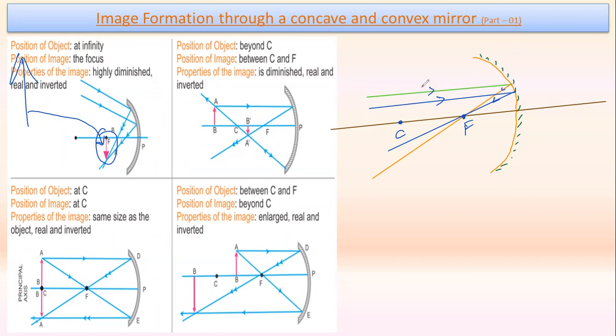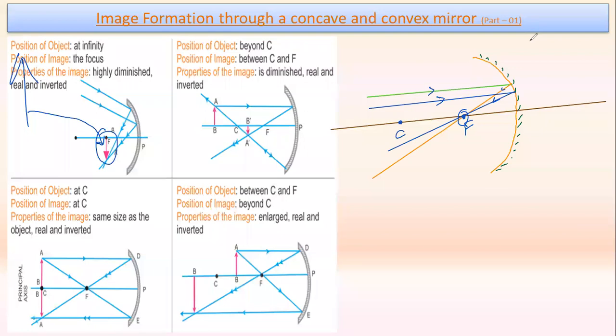So over here when the object is placed in front of a concave mirror at infinity, then the image is going to form at focus, which will be real, inverted and very small in size. It is going to be very, very small in size. So that is the first condition.